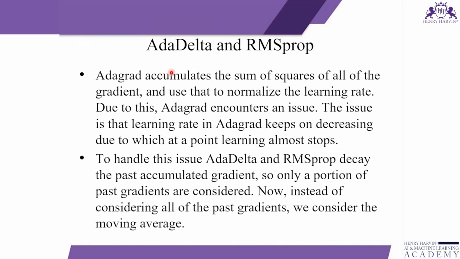The next one is about AdaDelta and RMSprop. AdaGrad accumulates the sum of squares of all the gradients and uses that to normalize the learning rate. Due to this, AdaGrad encounters an issue that we discussed. The learning rate in AdaGrad keeps on decreasing, due to which at a point learning almost stops. So to handle this issue, AdaDelta and RMSprop decay the past accumulated gradient. So only a portion of past gradients are considered. Instead of considering all the past gradients, we consider the moving average. So basically, it is an improvement to the AdaGrad optimizer.